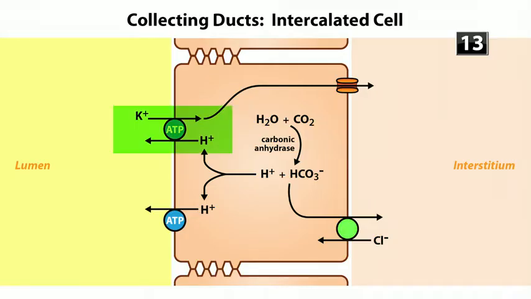Over here on the left is a hydrogen-potassium exchanger, which allows the cell to secrete hydrogen ions and to reabsorb potassium. So what type of intercalated cell is this? Is it an alpha cell or a beta cell? It's an alpha cell. A for alpha and A for acid.